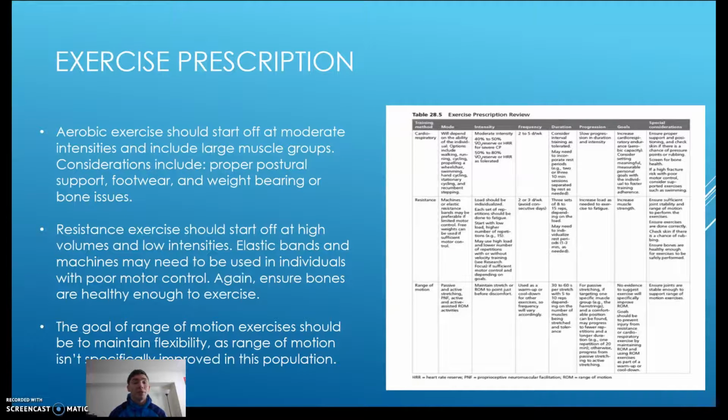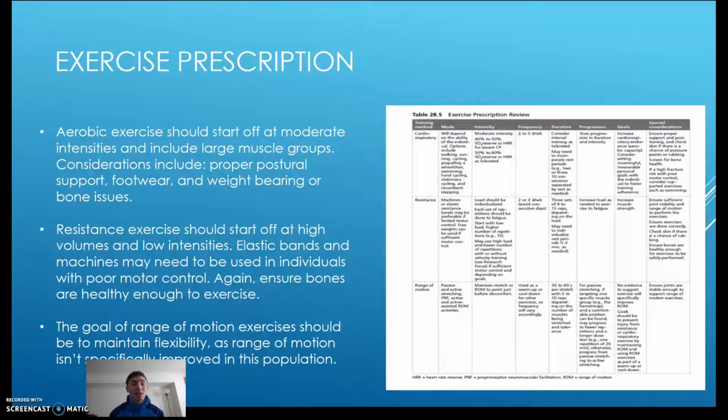Some considerations to include are proper postural support, because again, these people usually have poor motor control, footwear, and also weight bearing or bone issues. Again, these people may have poor bone development, a lot of hip fractures and things like that. So putting stress on these joints is not usually a good thing to do.